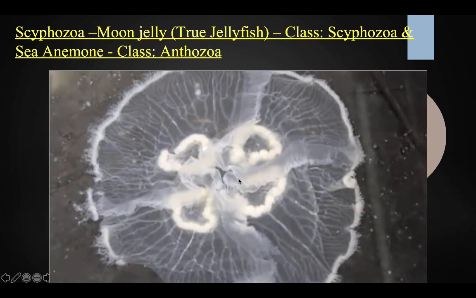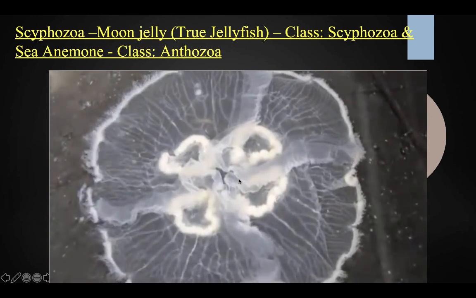Now, all Scyphozoans, all true jellyfish, have both of the two body shapes that I mentioned earlier, so the polyp and the Medusa form. In this case here, we're looking at a mature or adult animal, so this is the Medusa form, what we would think of as sort of a typical jellyfish. So we're mostly going to just focus on the external anatomy of this animal.